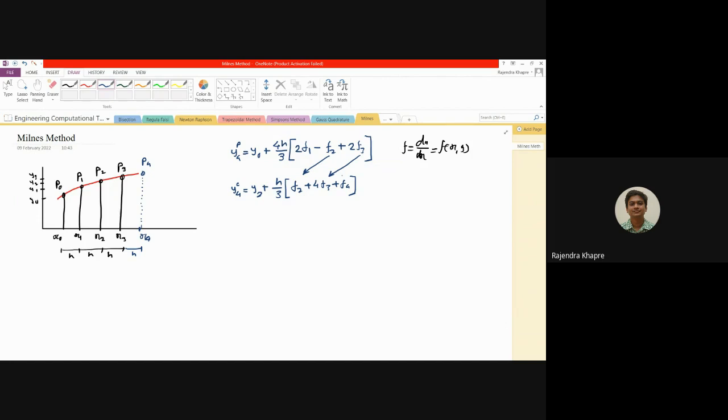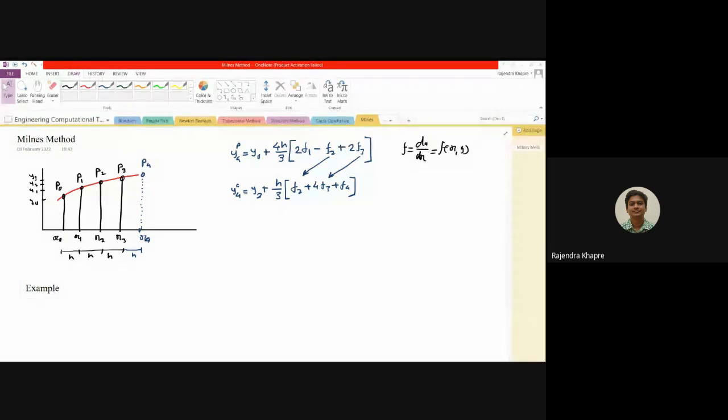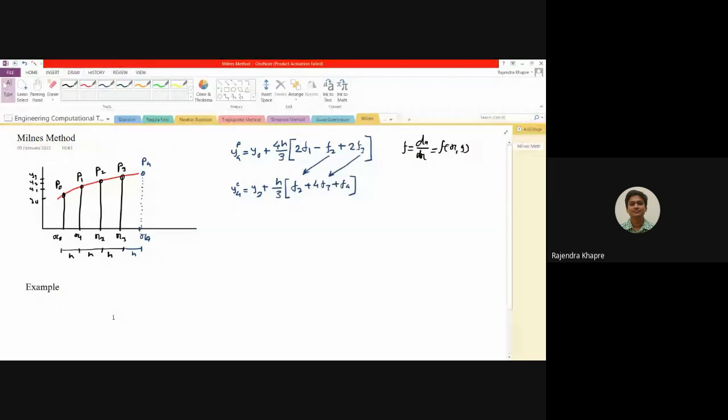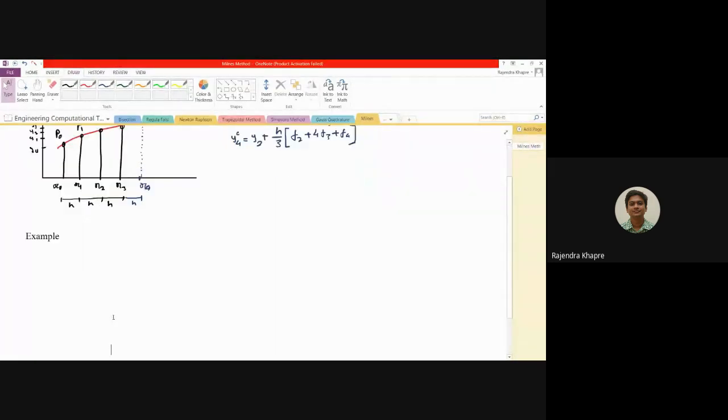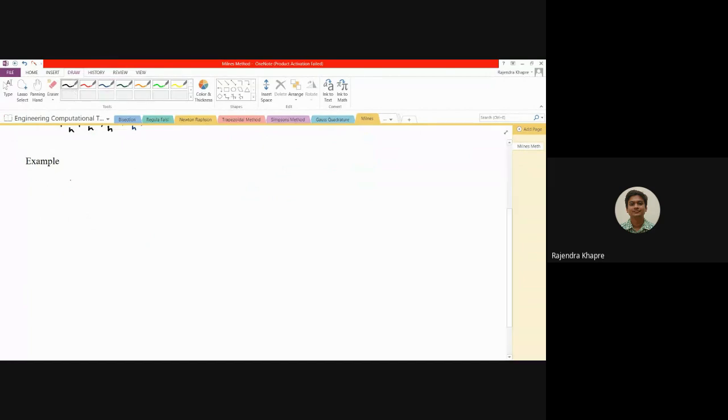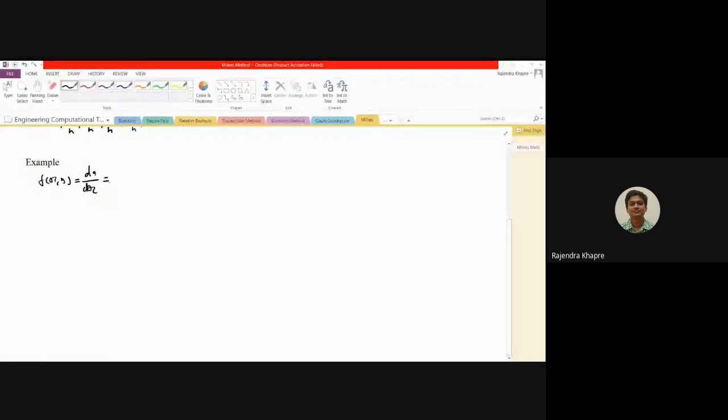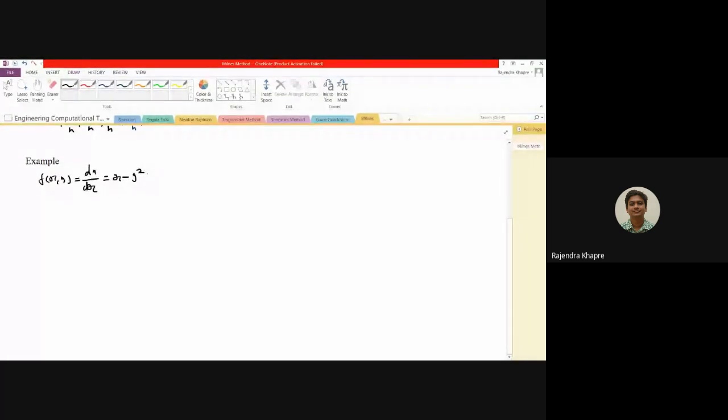So accordingly you will get the values of y4 predicted. Okay, so let us try to solve one problem example. Just to demonstrate this, we will take one simple problem. For this, the dy by dx is known to us. The value of the function is a function of x and y. It is nothing but dy by dx, and dy by dx is given to you as x minus y square. So this is the slope.